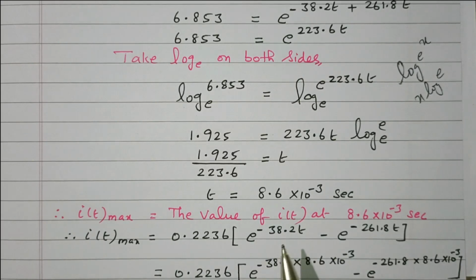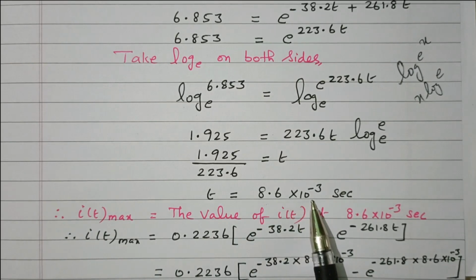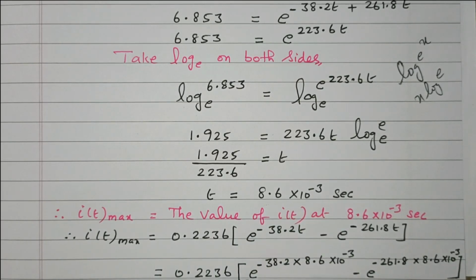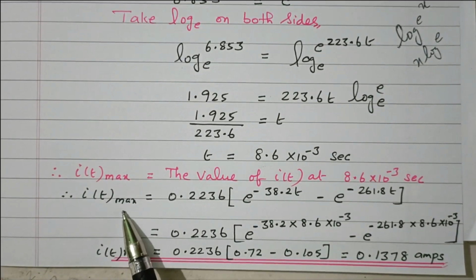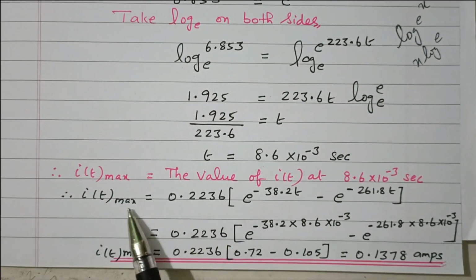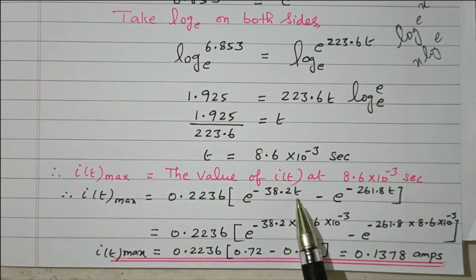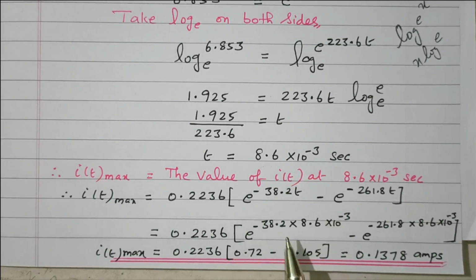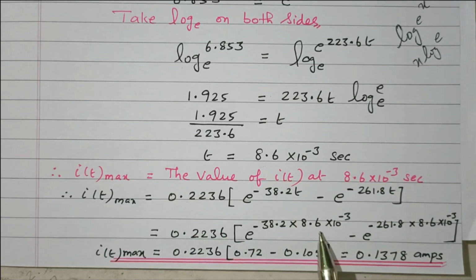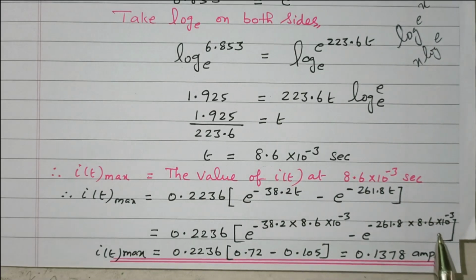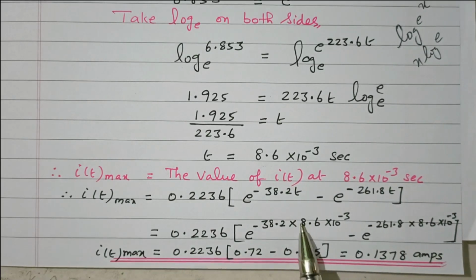So the current will be maximum at the time 8.6 into 10 to the power minus 3 seconds. At this time the current becomes maximum. So based on that we can write I of t max. This is the I of t. In that, we have to substitute t as 8.6 into 10 to the power minus 3, so that it becomes I of t max. I of t max equals the value of I of t at 8.6 into 10 to the power minus 3 second. Now the t value is substituted, then it is multiplied, then simplified.